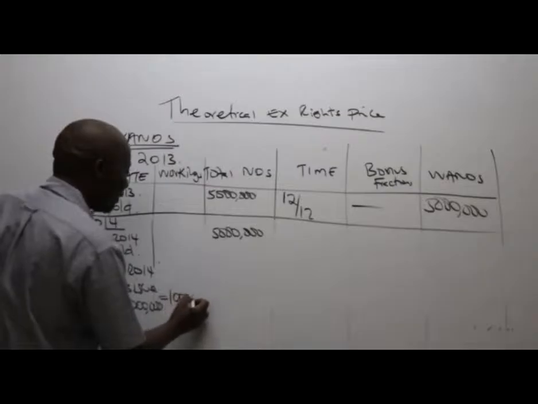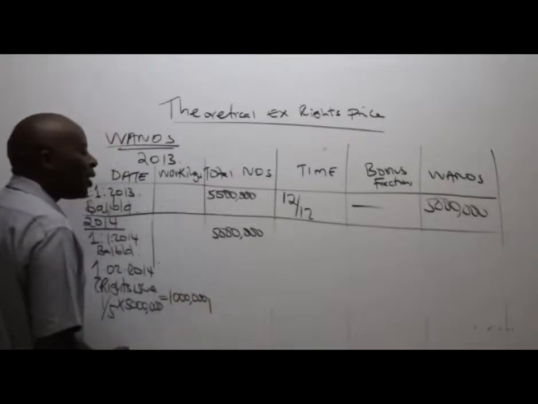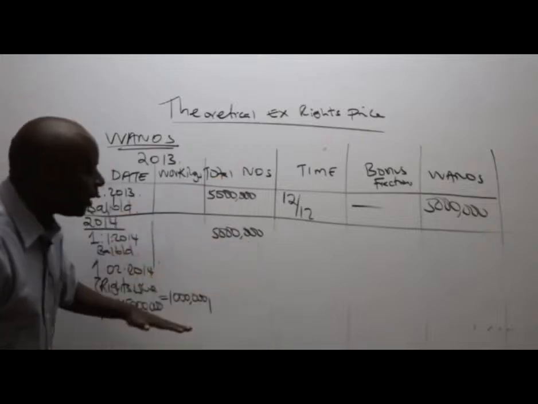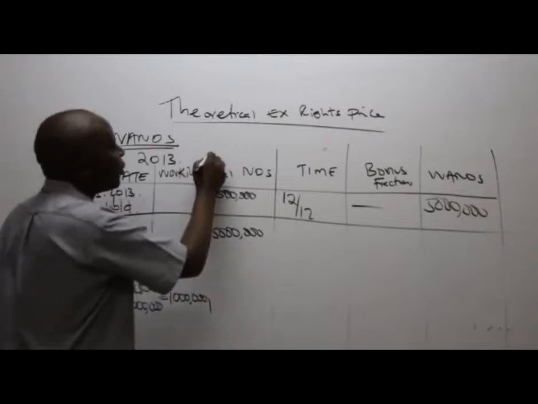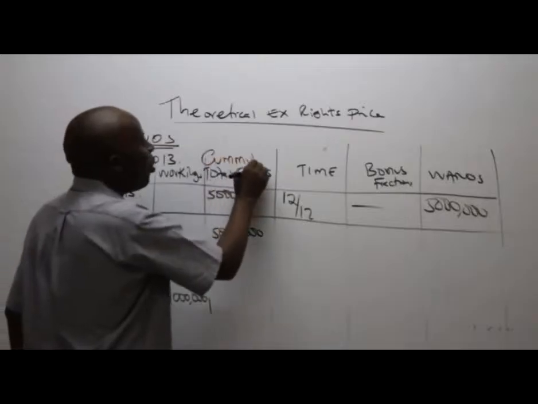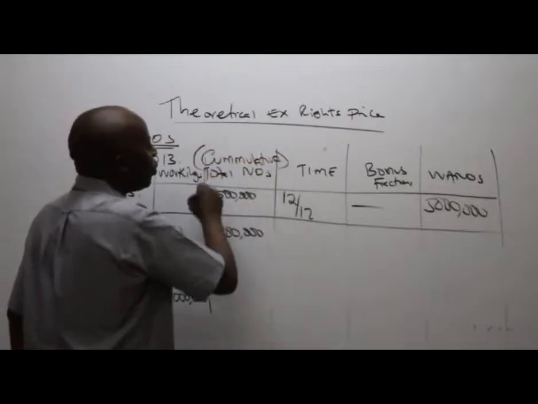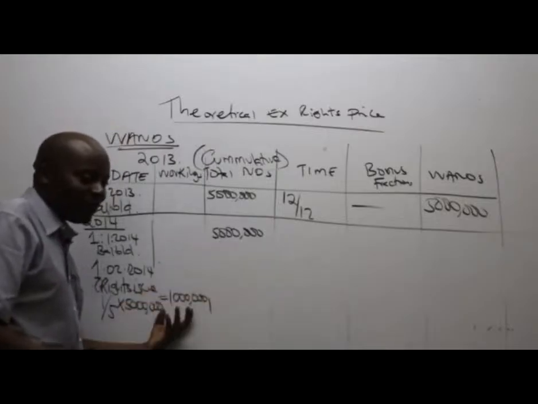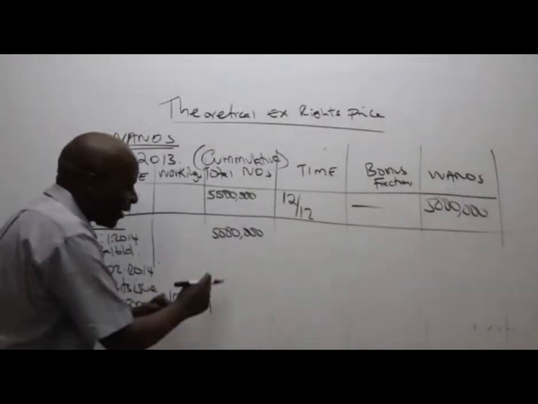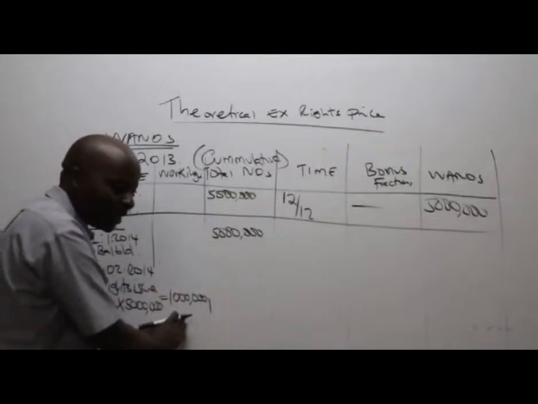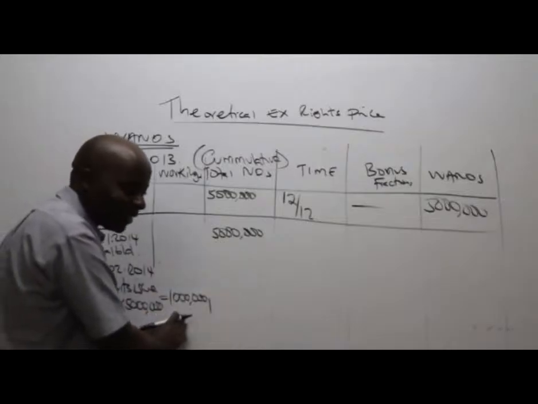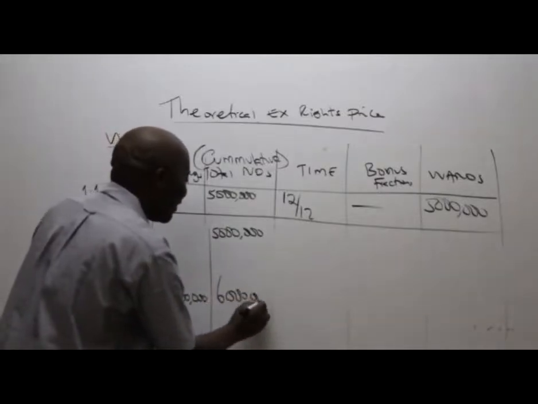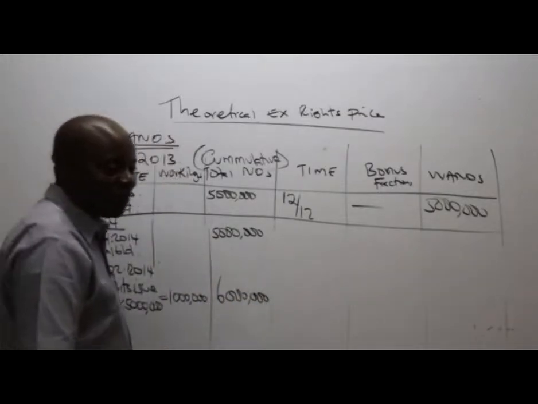But I appreciate what that student is trying to tell me. The student is trying to tell me that this column here normally takes the total, the cumulative. So 5 million plus a million gives me how many shares in total? 6 million. Thank you very much. 6 million. Now, ladies and gentlemen, listen to me very well.